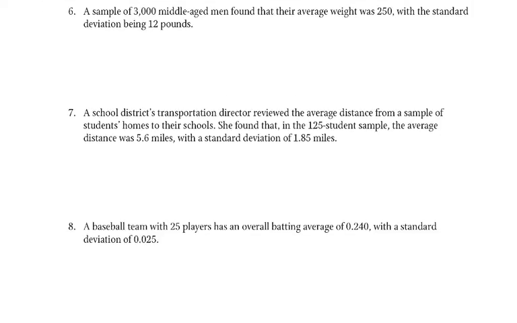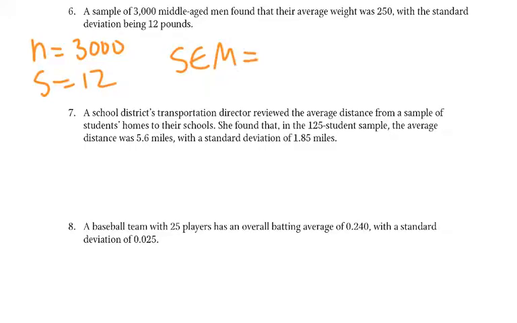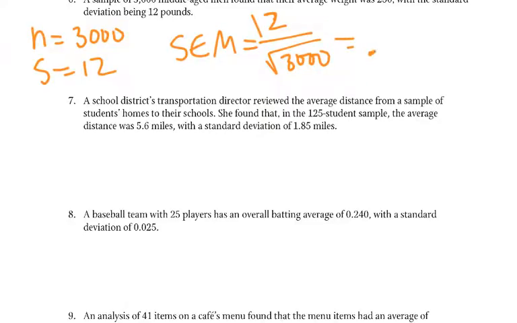A sample of 3,000 middle-aged men, so there's our n, found their average weight was 250 with the standard deviation being 12 pounds. So 12 is our standard deviation. We just put it into our formula. So 12 divided by the square root of 3,000, and that's going to give us the number we need. We get, when we put it in our calculator, 0.219, round to the nearest hundredth, that bumps it up to 0.22.